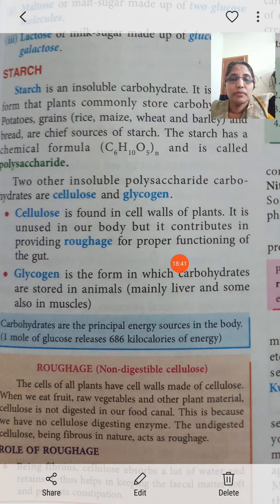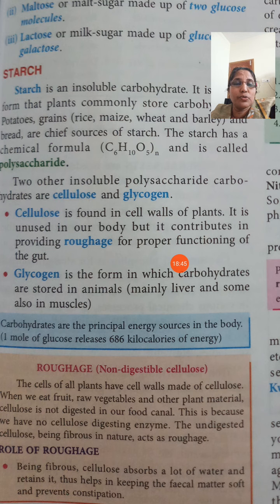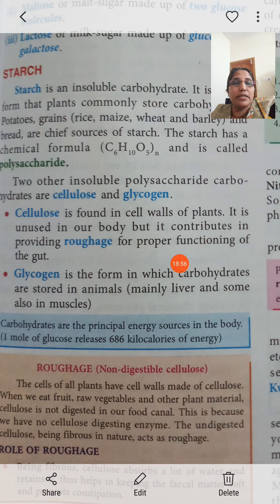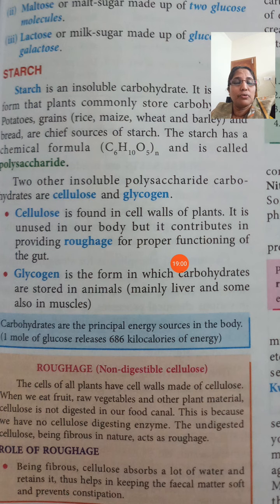Then again, carbohydrates are the principal energy sources in the body. 1 mole of glucose releases 686 kilocalories of energy. 1 calorie means the amount of energy needed to raise 1 degree Celsius on 1 gram of water. It is the energy needed for 1 gram of water to increase its temperature by 1 degree Celsius.